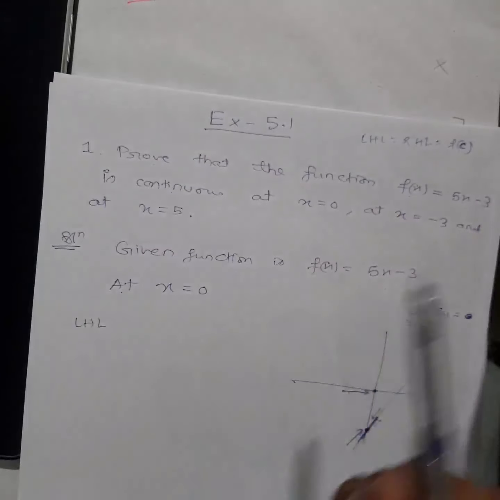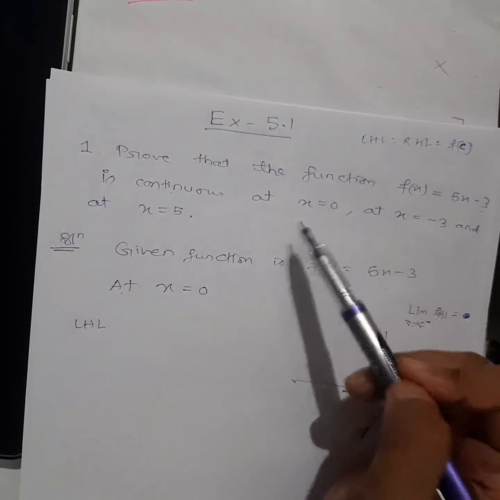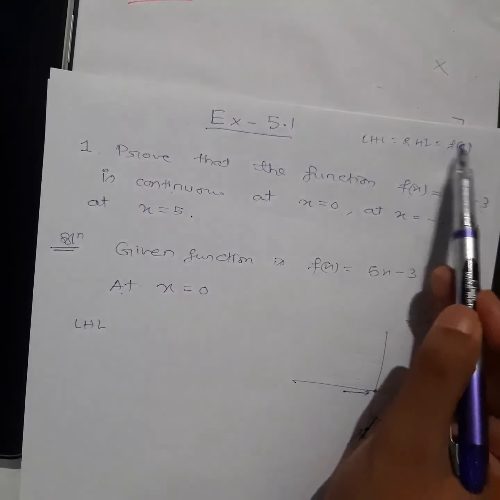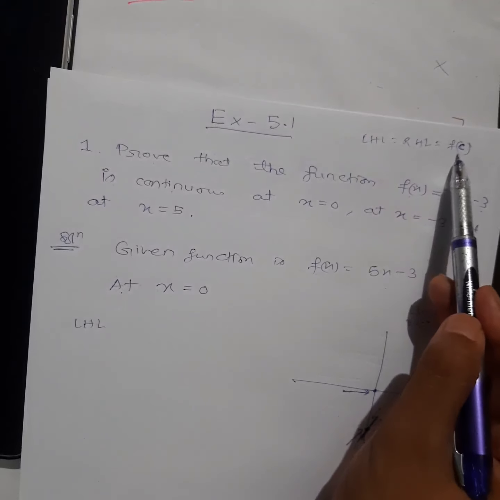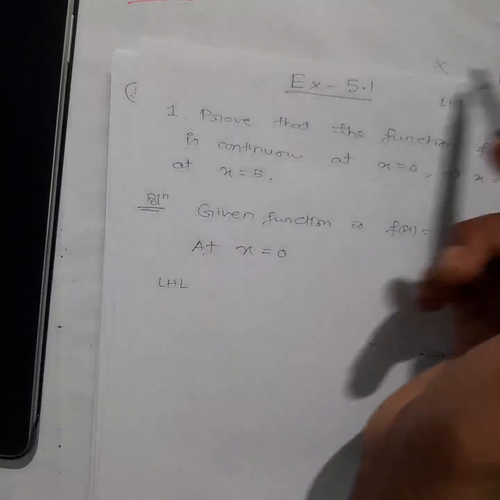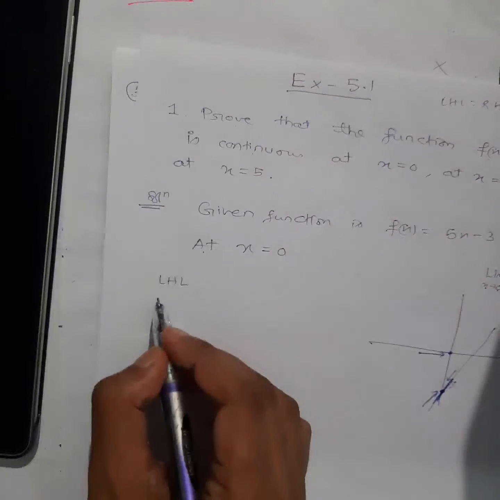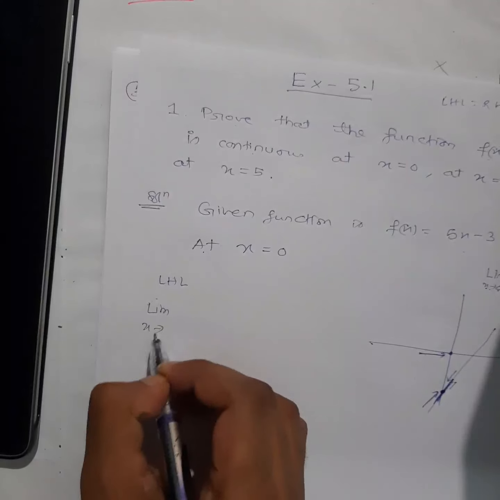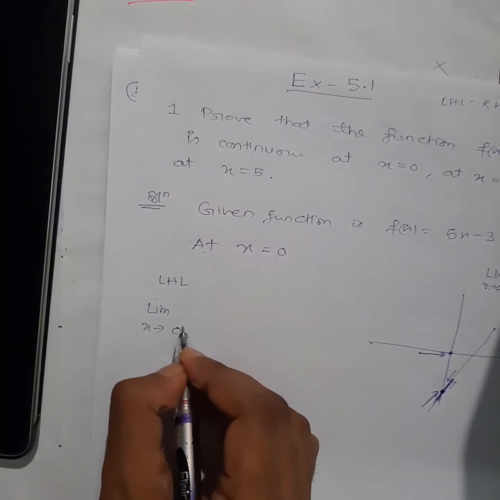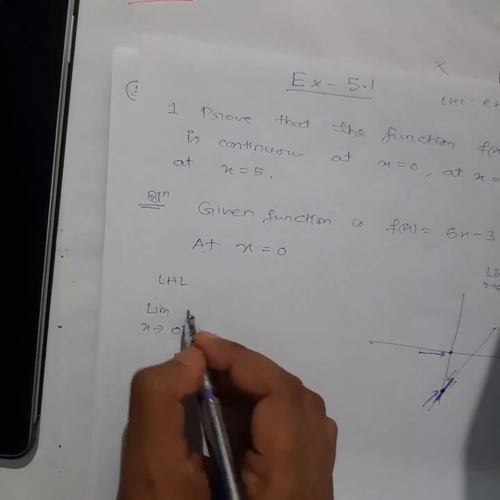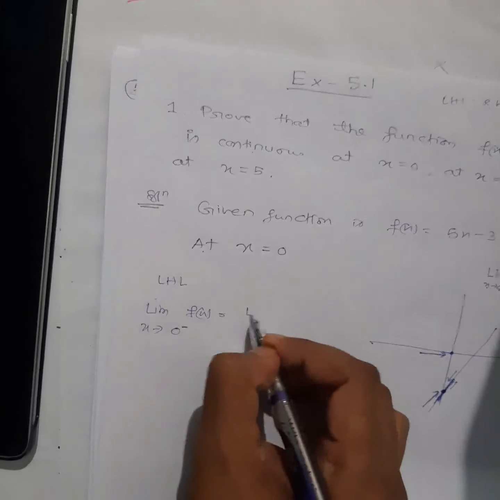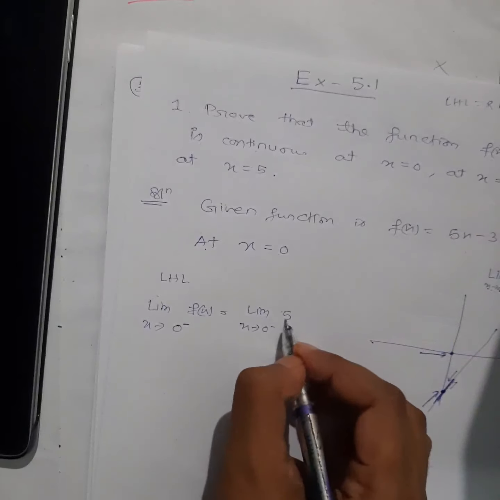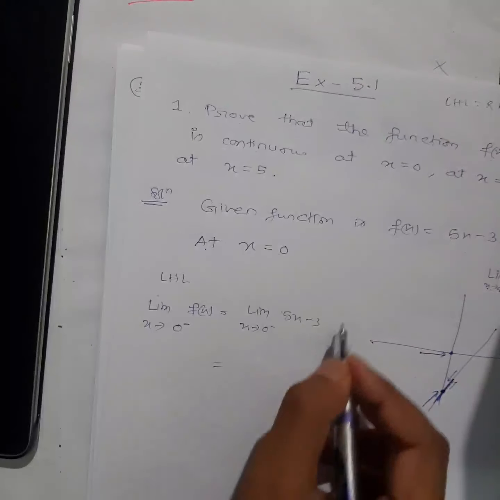Without understanding also some students can do it, if you remember this: the left hand limit, the right hand limit, and at that particular point whatever is the function value that you find out, all must be equal. So I am finding the left hand limit. How much will the left hand limit be? Limit x tends to 0 minus of f(x) is equal to limit x tends to 0 minus of f(x), which is 5x minus 3. And we already know how to solve this one, right?